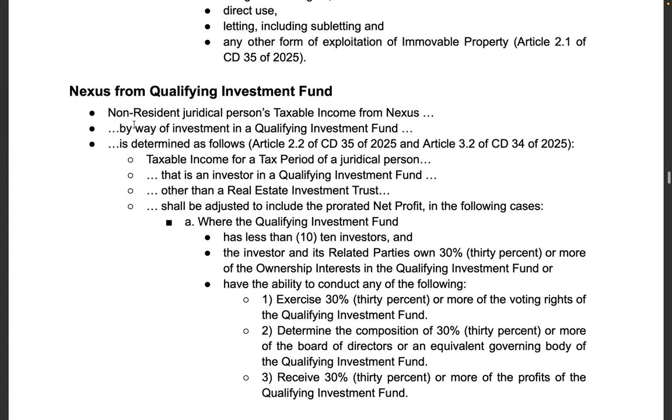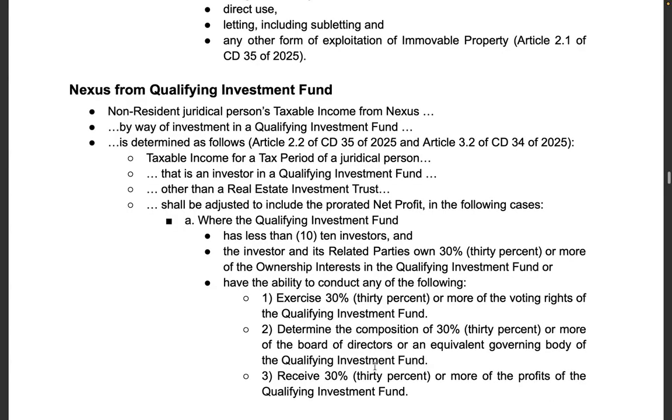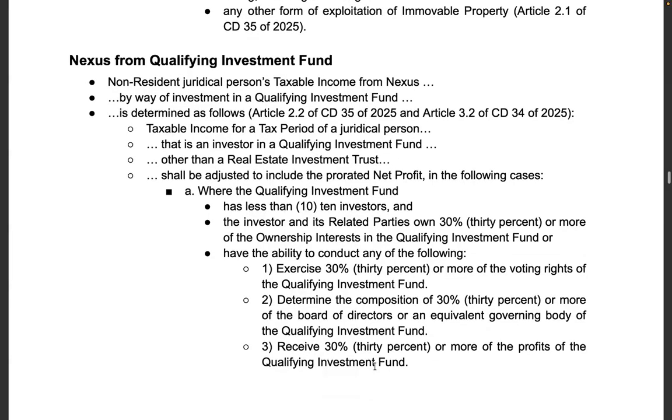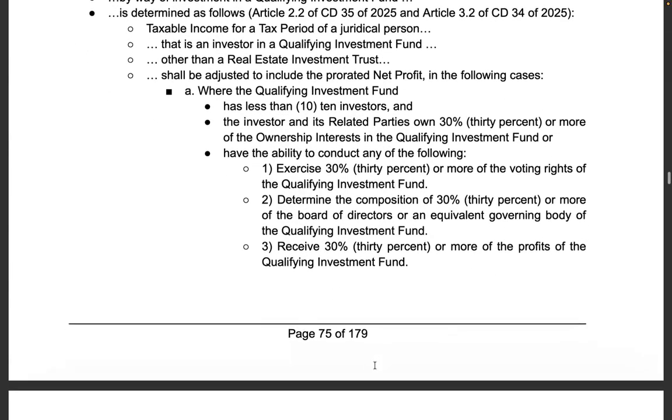So that the non-resident juridical person's taxable income from Nexus by way of investment in a qualifying investment fund is determined as follows. Taxable income for a tax period of a juridical person that is an investor in the qualifying fund other than REIT shall be adjusted. Taxable income shall be adjusted to include prorated net profit in the following case. I think qualifying investment fund has 30%, REIT is different. I just got confused with the REIT because REIT has some persons to hold, right? Real estate investment fund. So that's the confusion. Correct. All right, I got it now.